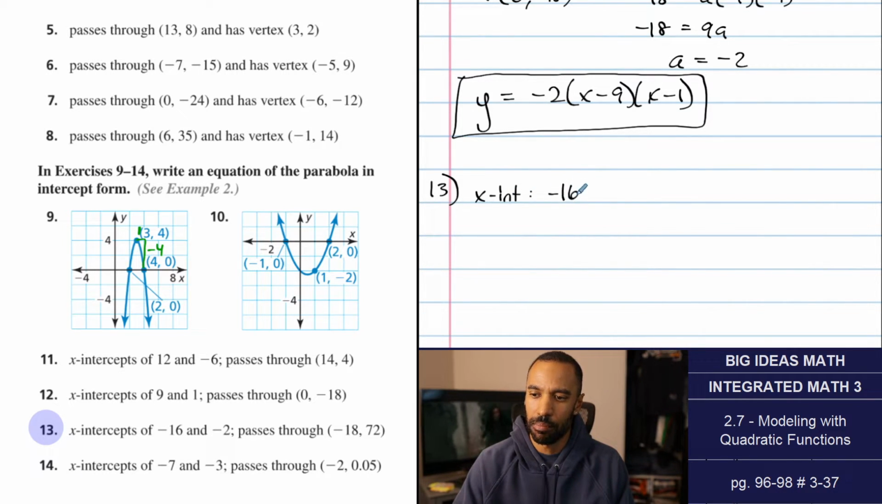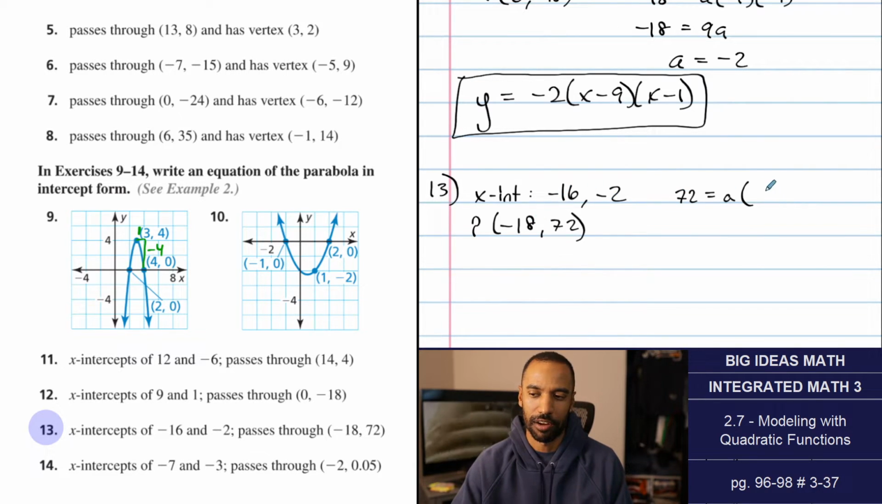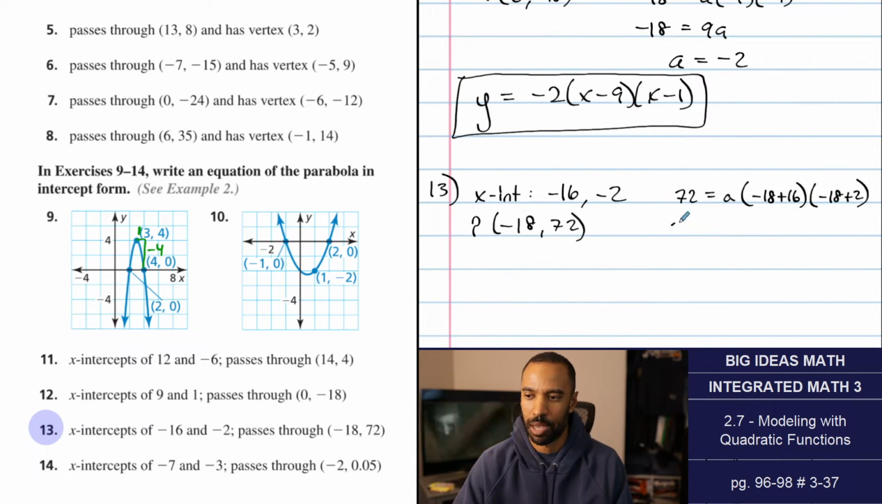The x-intercepts are negative 16, big number, and negative 2. Oh, also big numbers. Negative 18 and 72 are the x, y points. Let's try and plug them in straight up this time. 72 goes in for y. Negative 18 goes in for x. Now, this is where you have to be careful. Negative 18, I'll write this out, plus 16, and then negative 18 plus 2. Maybe I didn't really save a step by doing that. 72 equals a. I prefer my other method. Negative 2 times negative 16, which is positive 32.